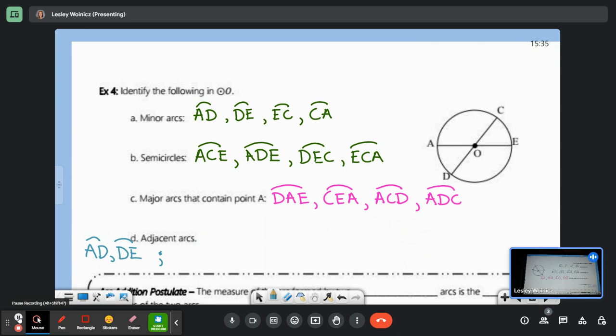Okay, so I think in the definition it said that they could only share 1 point, so I don't think we can do the semicircle that I was thinking of. Yeah, AC and CE.